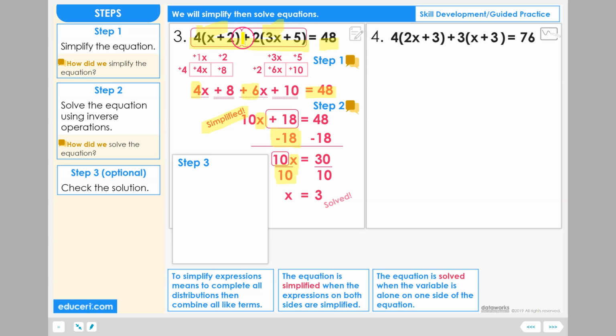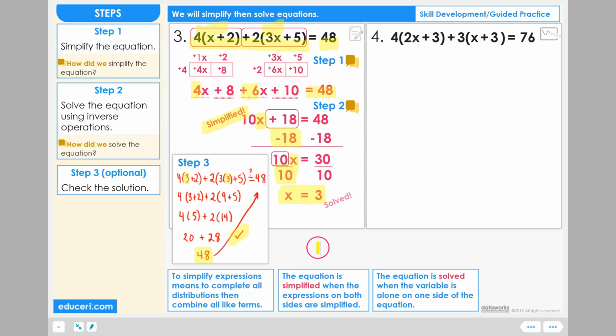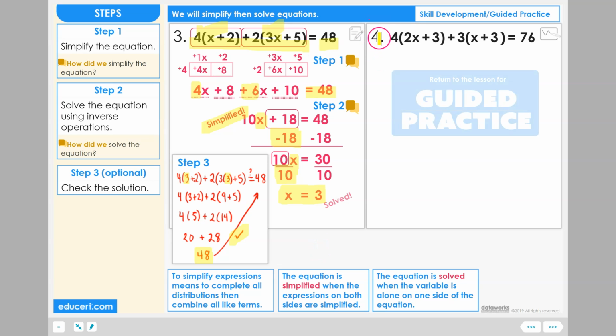sure that this side of the expression did evaluate to 48. And so here's the work that I did, where I took the value 3 and replaced x with 3, and then I evaluated this expression all the way down until I had 20 plus 28, which equaled 48. So this confirmed that x equals 3 is the value that when substituted into the equation gave us a true equation, 48 equals 48. You are now ready to simplify and then solve the equation in number 4.